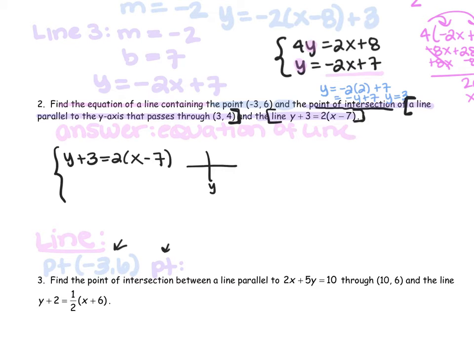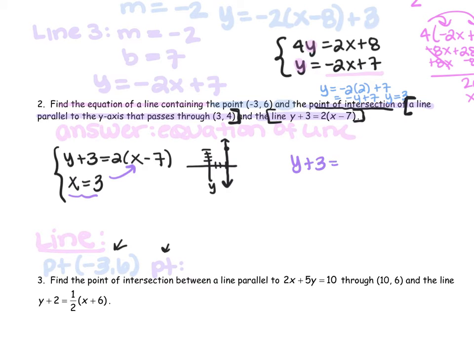Okay, this is the y-axis, passing through the point (3, 4). Parallel to the y-axis is going to be a vertical line. So that has equation x = 3. So one of the variables is already solved for here. I know that x = 3. I'll plug that into the other equation.